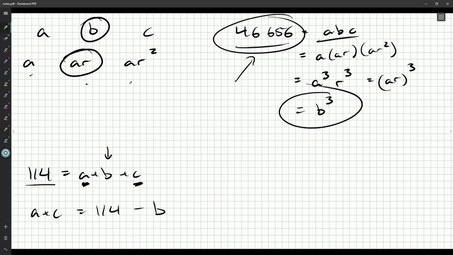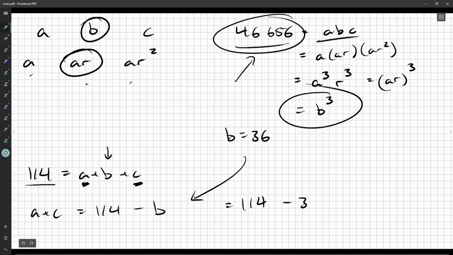So I can grab my calculator really quick because I don't actually know the cube root of 46,656 off the top of my head. But that's okay. Calculators are absolutely allowed on this contest. And we get 36. 36 is going to be our value for B. Okay, so now we just take that and plug it in here. So A plus C is going to be 114 minus 36. And, while I've got the calculator, I'll use that and get an answer of 78.